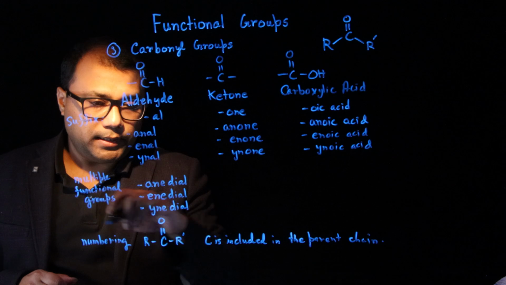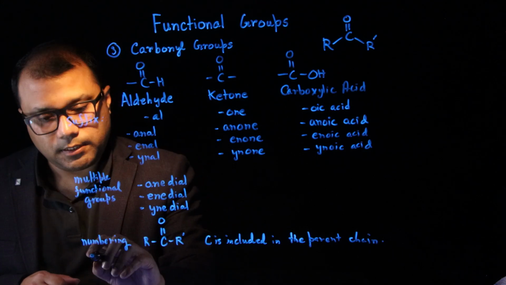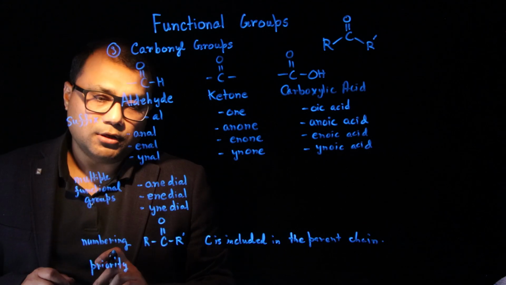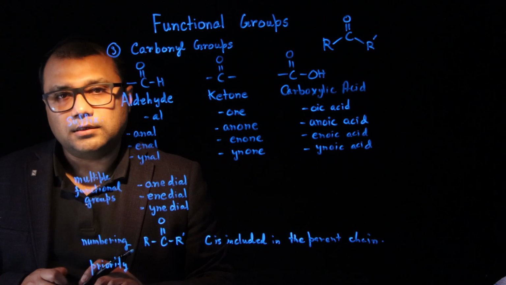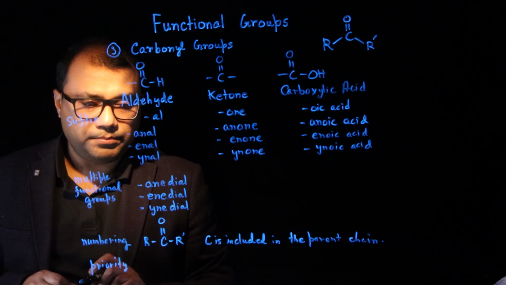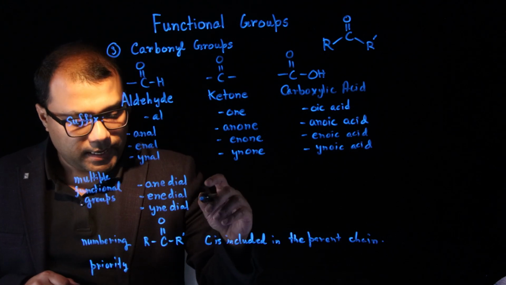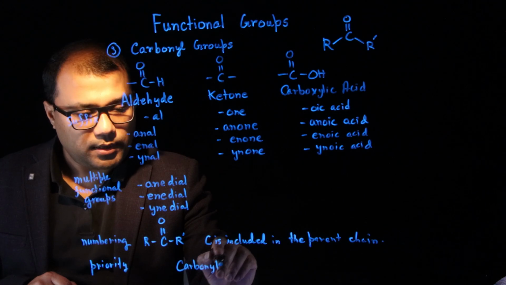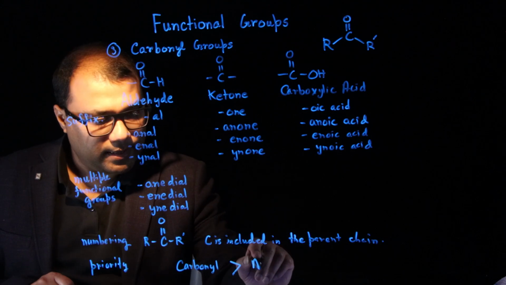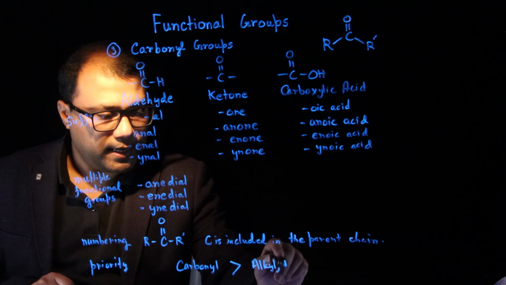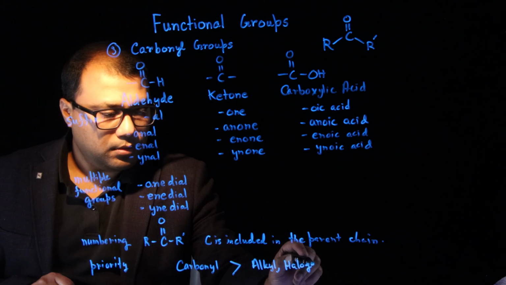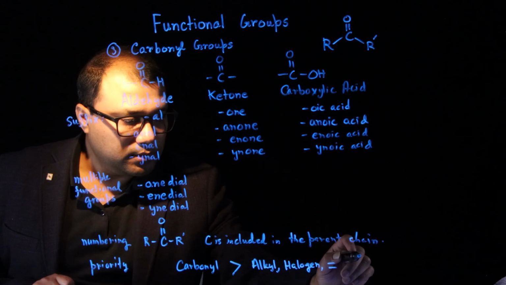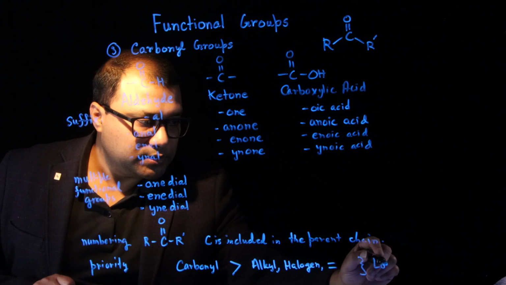The other thing about numbering is, when we give the numbering the priority, if there are other functional groups, or let's say another double bond, things like that, present on the parent chain, then the priority is always like this. So the carbonyl group has greater priority than alkyl groups or halogen groups, which means what? The carbonyl group will have the lowest number.